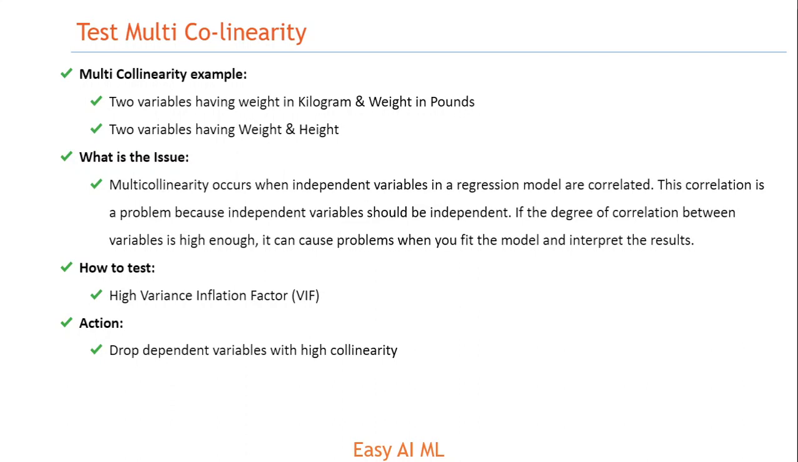How to test for high variance inflation factor? We can calculate VIF, and if VIF is less than 5 or less than 4, then there are no multicollinearity issues. If it is higher, then we need to remove certain variables. We need to drop independent variables with high collinearity. This is important in regression kind of techniques. However, in a tree-based model, generally multicollinearity does not impact the accuracy.